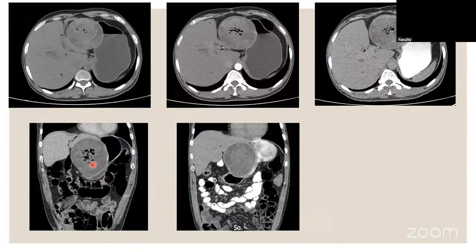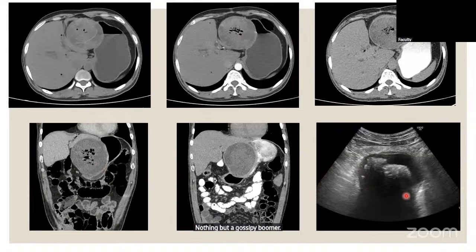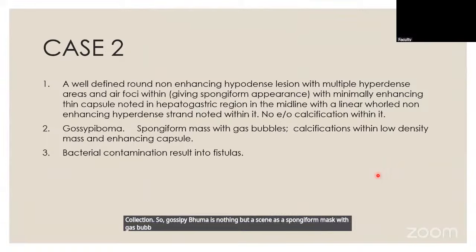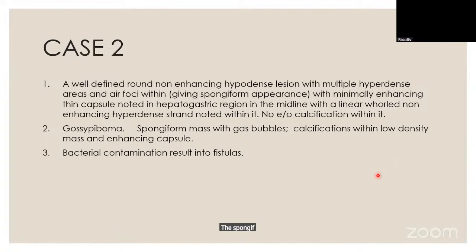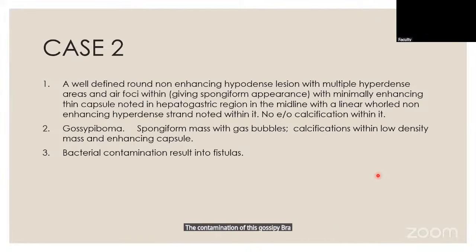So in a scenario of an operation and the location, this patient is operated also for a cholecystectomy. So this is nothing but a gossypiboma. Ultrasound shows the air foci within that collection. So gossypiboma is seen as a spongiform mass with gas bubbles. In chronic gossypiboma, we can see calcifications within the spongiform fibers, and there can also be presence of a thick enhancing capsule. The contamination of this gossypiboma can result in bowel wall fistulas.